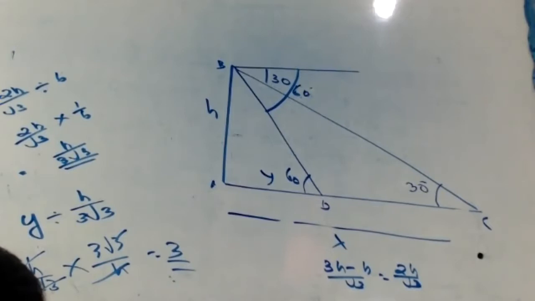In one question we used 1.7320 like this. So it depends on the question only; you have to use it. Okay, so in this question, 1.732.